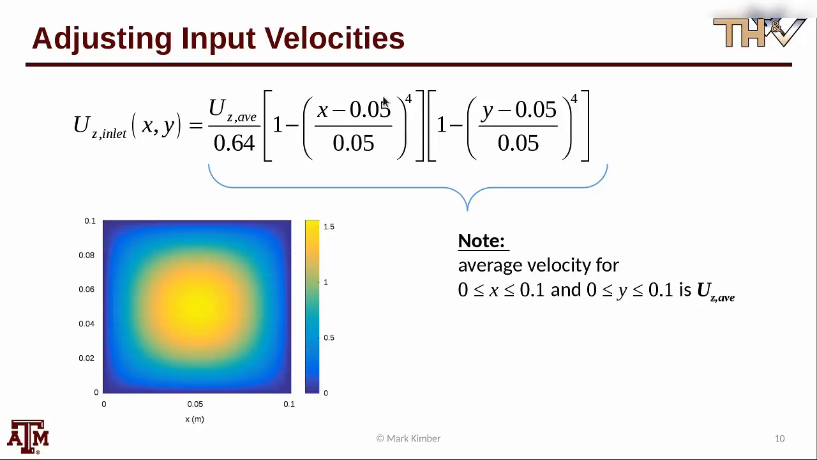And this is only true for an exponent of 4. If you change this to 6 or 10 or 12, then this number is going to change a bit. And as it goes to infinity, then this obviously goes to 1 because the coefficient out in front is our maximum velocity, but since it's uniform, it is also the average velocity. Okay, so for an exponent of 4, we got this 0.64 out in front.